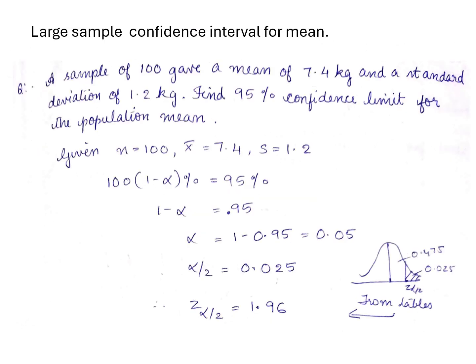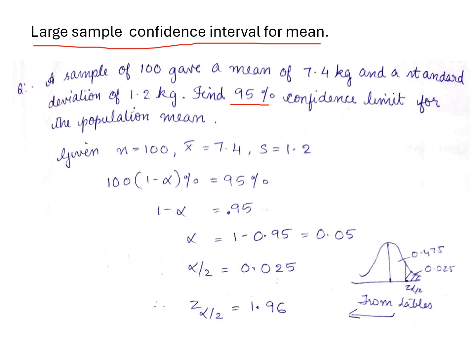Next question. This question is based upon large sample confidence interval for mean. Just look at the question. A sample of 100 gave a mean of 7.4 kilogram and a standard deviation of 1.2 kilogram. Find 95% confidence limit for the population mean. So in the first line, it is given that the sample size is 100 and the sample is having a mean of 7.4 kilogram and standard deviation of 1.2 kilogram. So we can write it as n is equal to 100, x bar is equal to 7.4 and s is equal to 1.2, and we have to obtain 95% confidence interval.